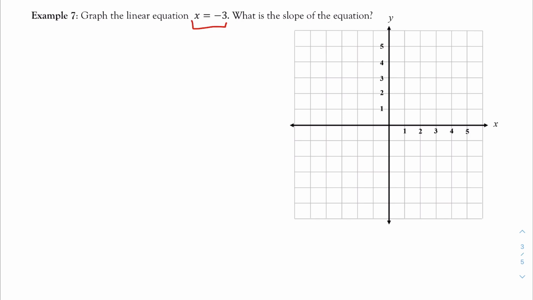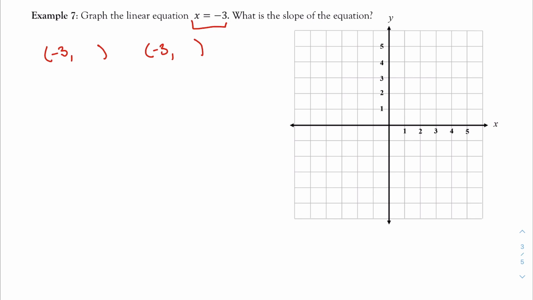So this time I can't choose any random x value because my value for x must always be negative 3. So I must always have negative 3 comma something, and my second point must also be negative 3 comma something.